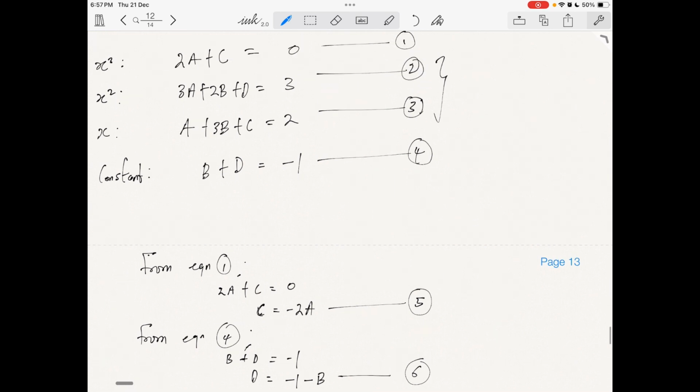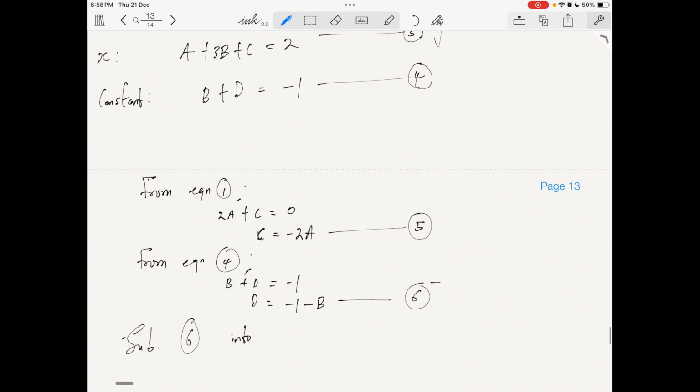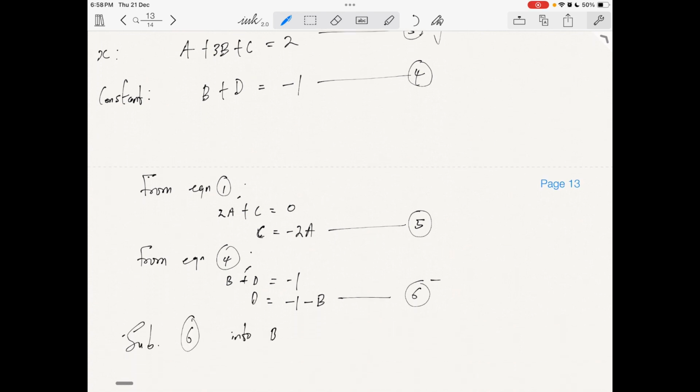We want to reduce this, so this is the only term. That is, we want to reduce equations 2 and 3 into a and b. So we have to change d completely. So we want to substitute equation 6, d, into equation 2. Please don't get lost.